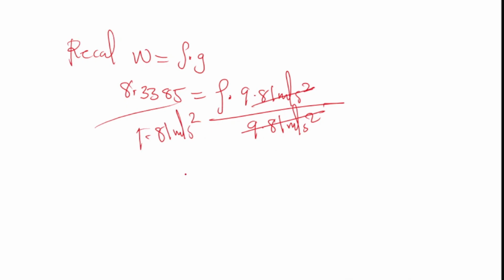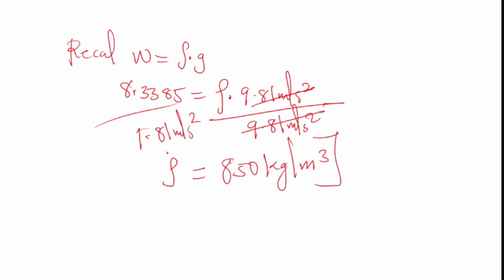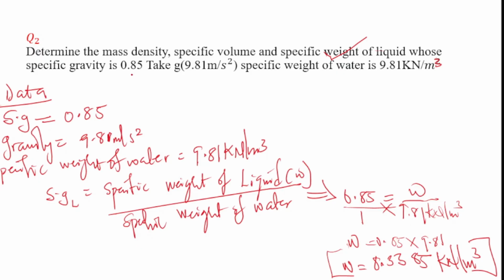So this and this go out, and you are simply left with mass density, which is the same thing as specific mass. And this is equal to, if you punch 8.3385 divided by 9.81, that will simply give you 850. So you have 850 kilogram per meter cube. That's the unit. So you've succeeded in getting your specific mass, or mass density of the liquid. So we've concluded with the mass density of the liquid.